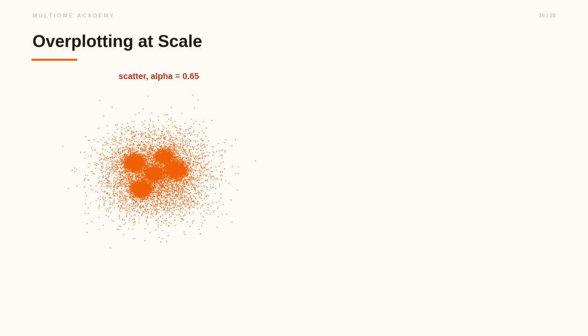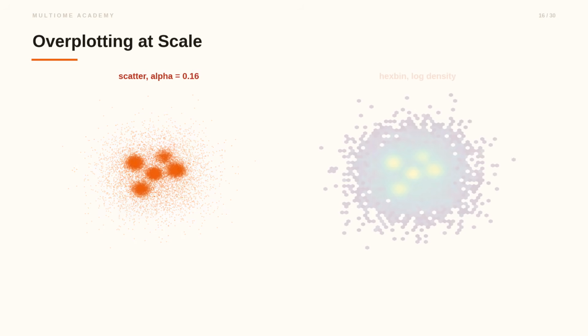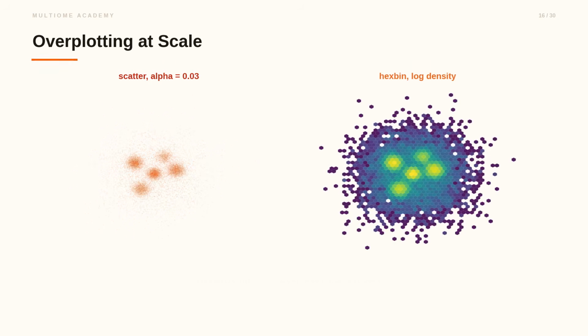Interactivity does not solve scale. At 2 million cells, every library produces a solid block of ink. Lowering alpha reveals density, but erases rare populations. Hexagonal binning and 2-dimensional density stay honest. Rasterize the point layer, keep the text as vector, or the file will never open.